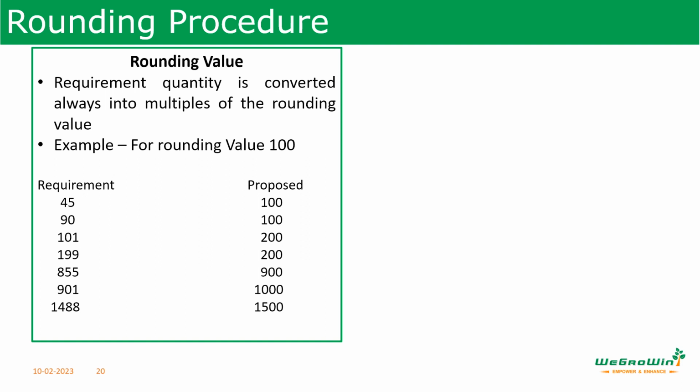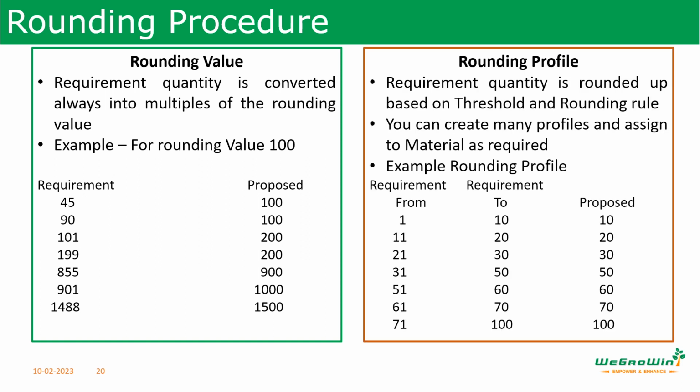And we can also create rounding profiles, which means there is a threshold and a rounding rule. We can define some rules. For example, from 1 to 10, I want to follow this rounding value. From 11 to 20, I want this rounding value. From 20 to 30, I want this kind of rounding value. We can define it like that also. This is called a rounding profile.